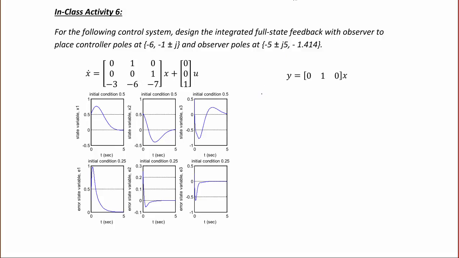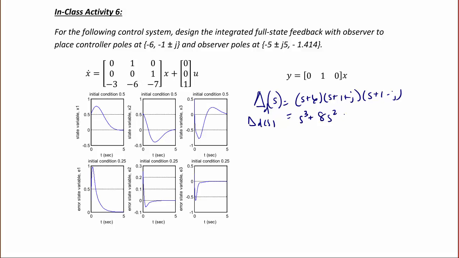Okay, we'll do the state variable feedback first. So the characteristic equation is (s + 6)(s + 1 + j)(s + 1 - j), and this is the desired characteristic equation. So Δd(s) is equal to s³ + 8s² + 14s + 12.